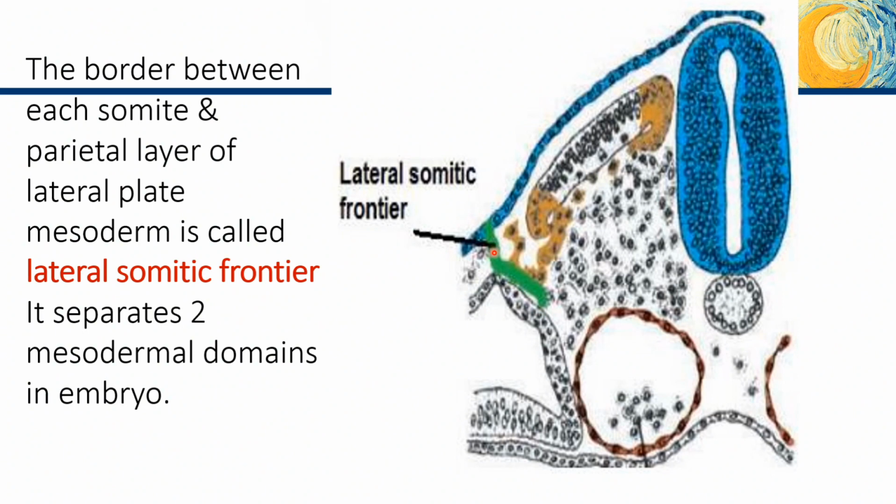So this lateral somatic frontier is basically a border between each somite and the parietal layer of the lateral plate mesoderm, and it separates the two mesodermal domains. So cells which cross this area along with the lateral plate mesoderm will form the abaxial muscle precursors, and the cells which remain over here will form the primaxial muscles, and they will form the muscles of the back. So this is an important concept which is given in your new editions.